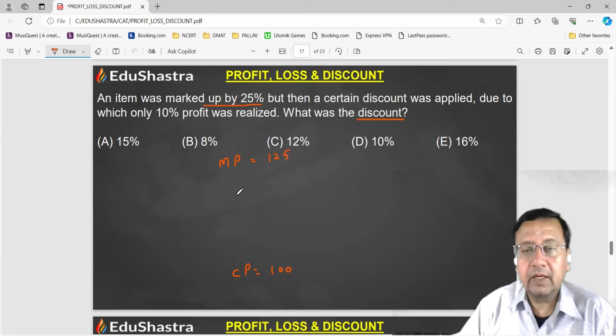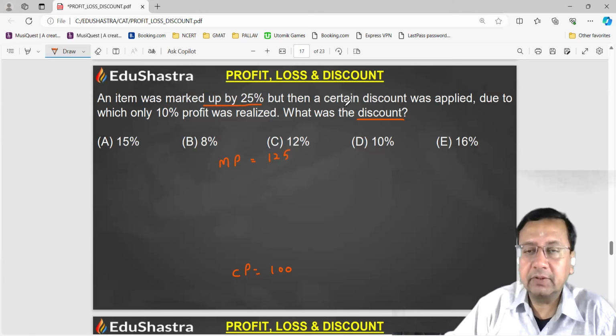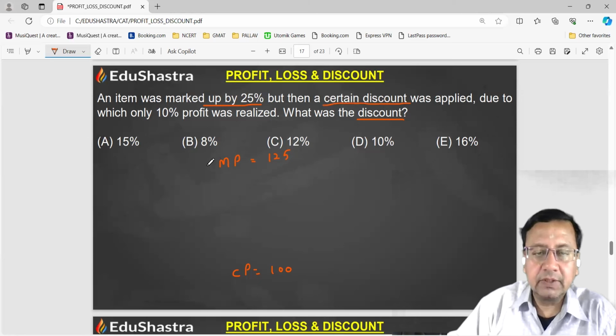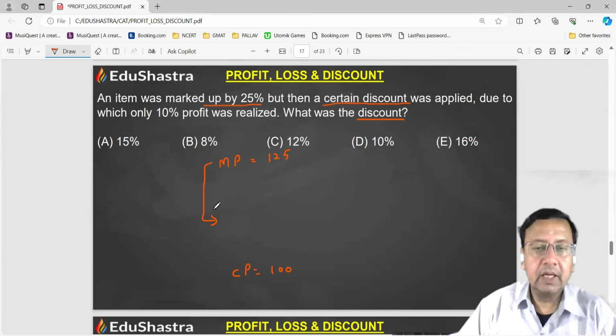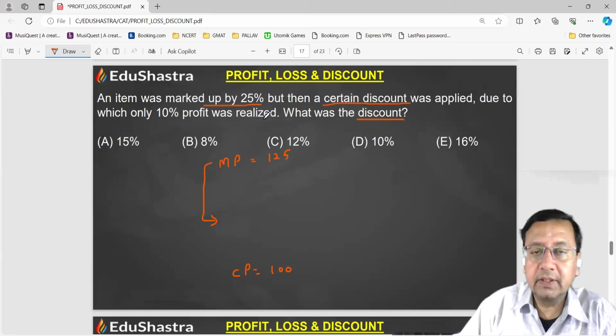So this should be 125. Now we are giving some discount, because the question says a certain discount is applied. So discount is always given over the marked price, the printed price. And after the discount, a 10% profit is realized. So profit and loss are always calculated over the cost price.